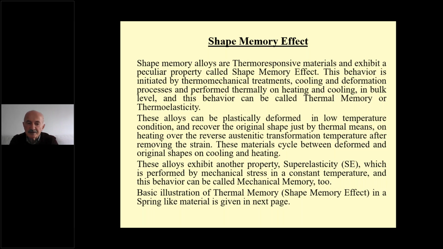For the shape memory effect or thermoelasticity, these alloys can be plastically deformed in low temperature conditions and recover the original shape just by thermal means on heating over the reverse austenitic transformation temperature after removing the stress. The shape of this material cycles between deformed and original shape on cooling and heating after first treatment in a reversible way. These alloys exhibit another property called superelasticity, which is performed mechanically under stress at constant temperatures, and this behavior can be called mechanical memory.